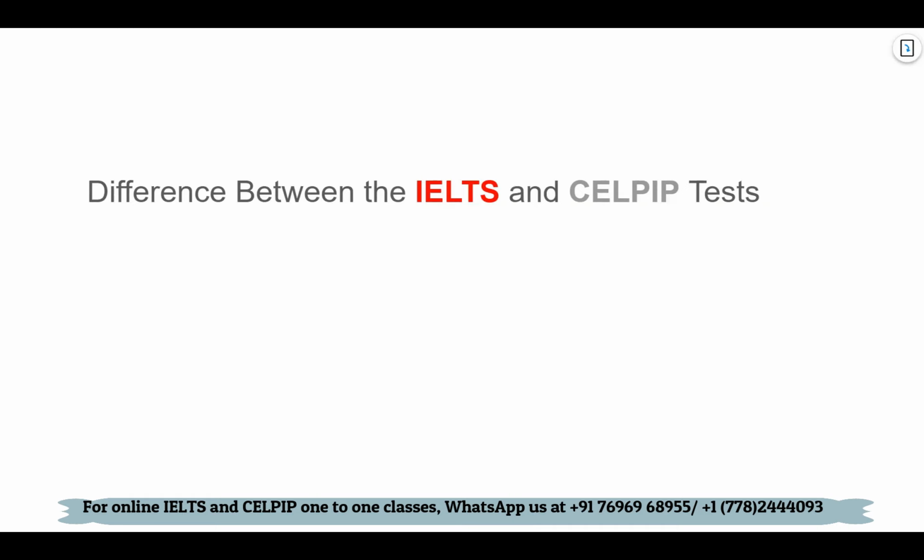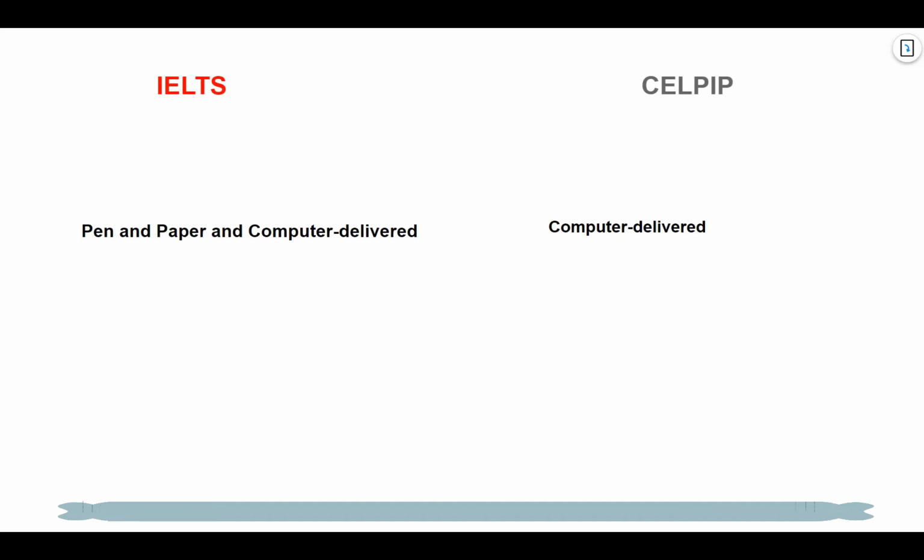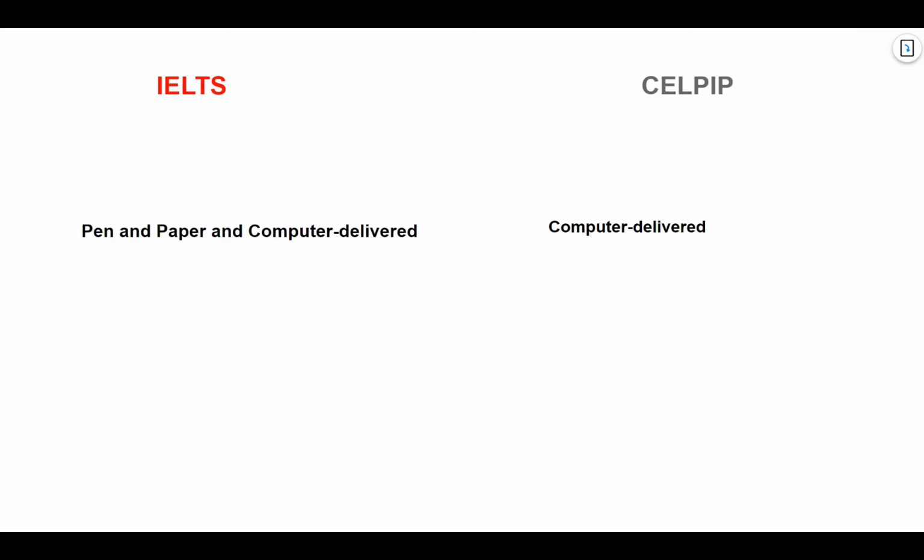Since it will be quite difficult to cover every difference as well as all the modules in one video only, we are going to be focusing on the writing module here. Before we talk about the writing, let's talk about the general difference here. In the IELTS test, you get two options. You can either take pen and paper or you can take a computer delivered test. However, in the CELPIP test, pen and paper test is not possible. You just have to go for the computer delivered option only. This is a general difference in both tests.